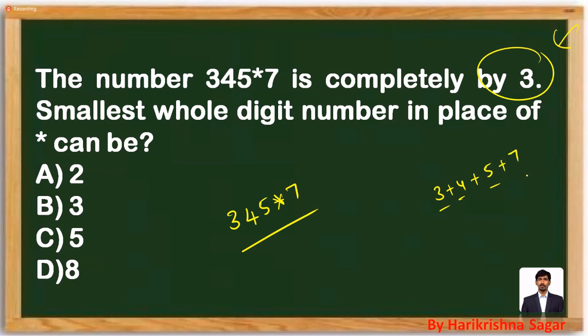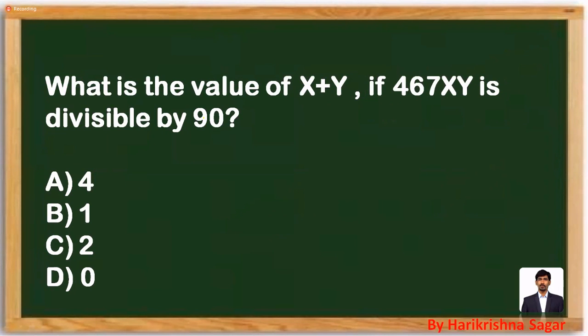3 plus 4 is going to be 7. 7 plus 5 is going to be 12. 12 plus this is going to be 19. 19 is nothing but 1. What is the extra part which we have to add? That is going to be 2, so that it will be divisible. Like that you can apply.